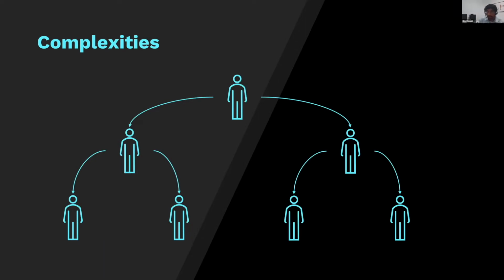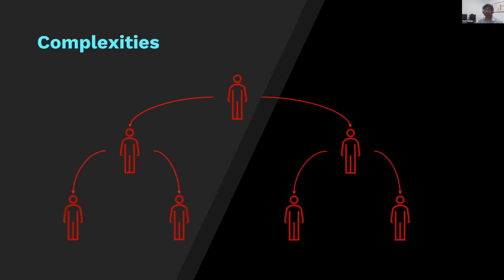So what are some of the complexities in addressing these questions? Here is an illustration of a population as well as their interactions. Suppose that one of the individuals in the population is positive with the disease. That individual spreads it to two others, who each spread it to two other individuals.